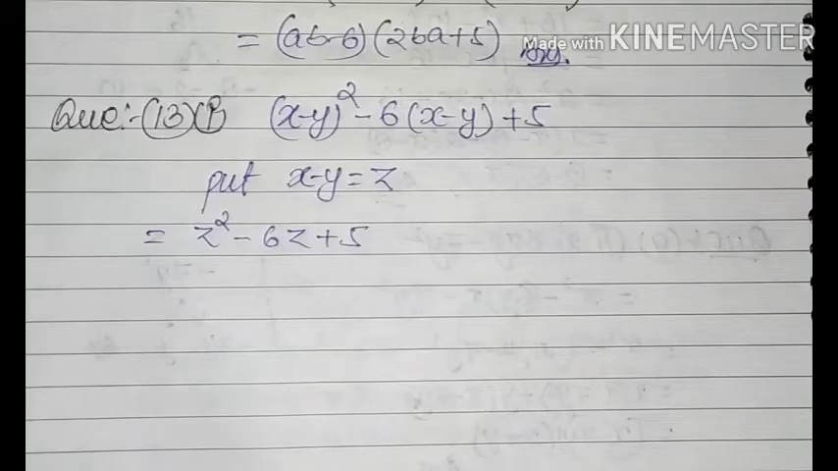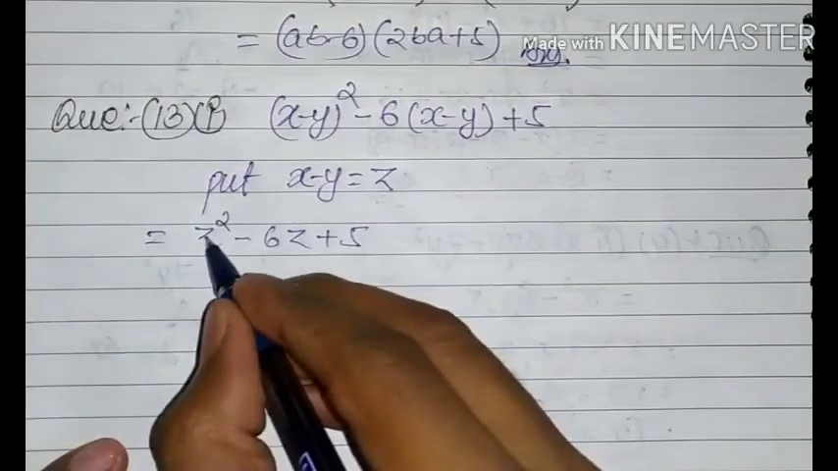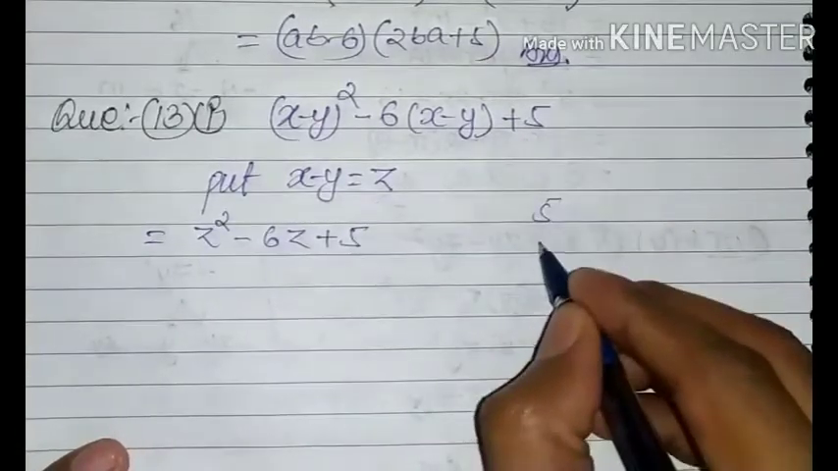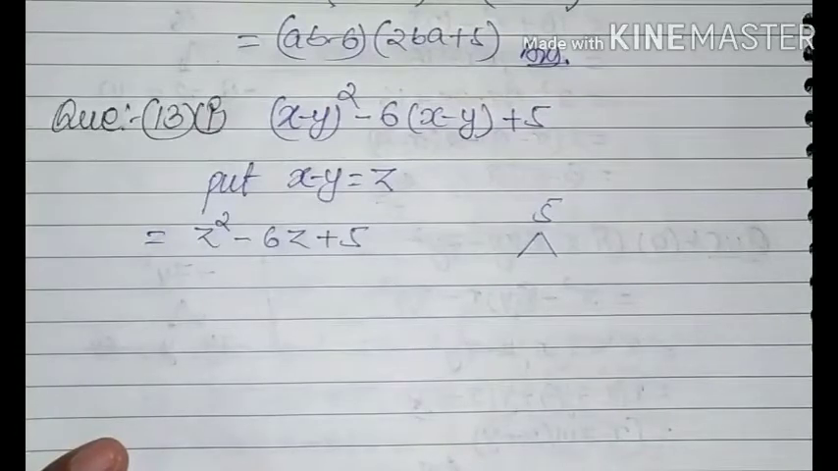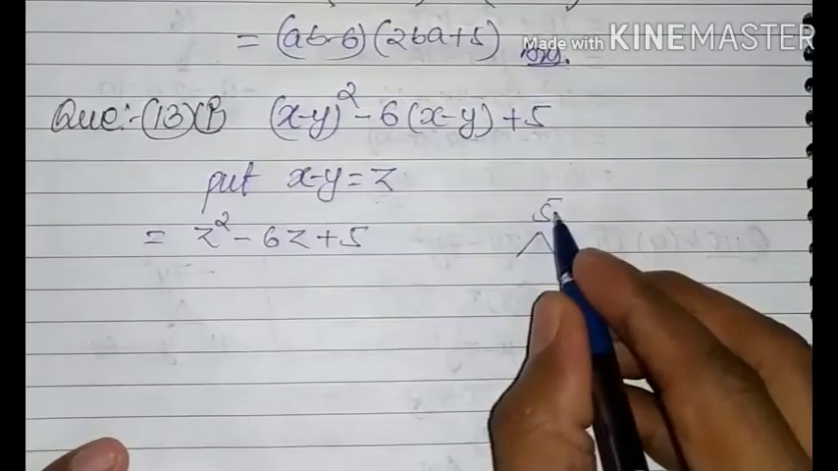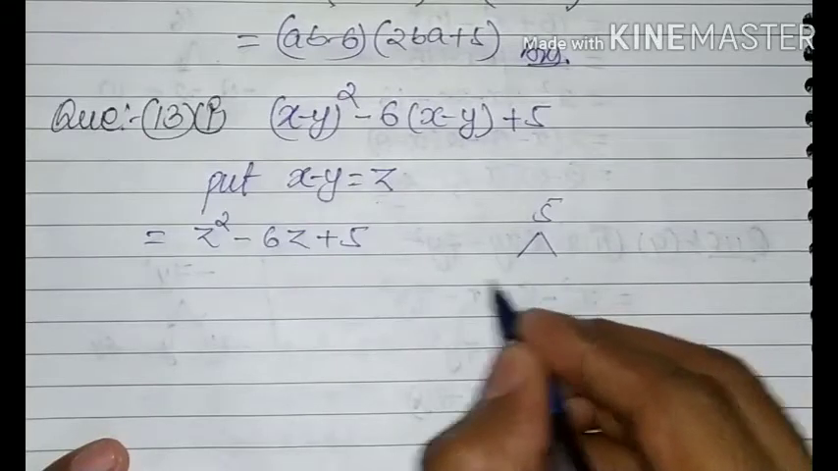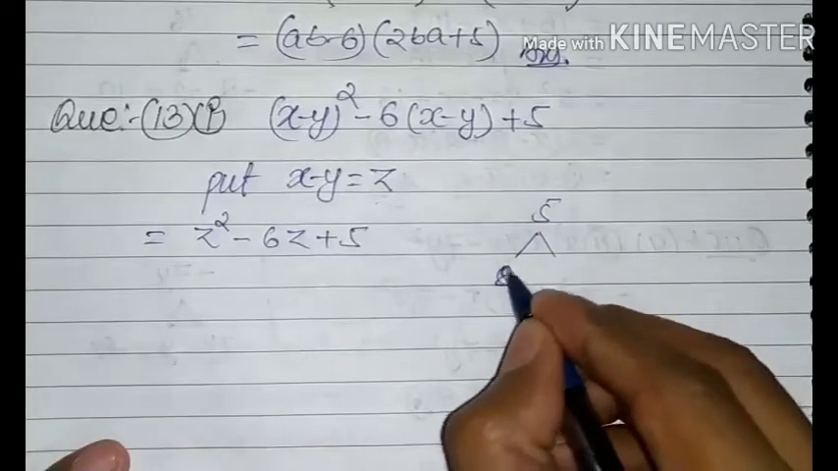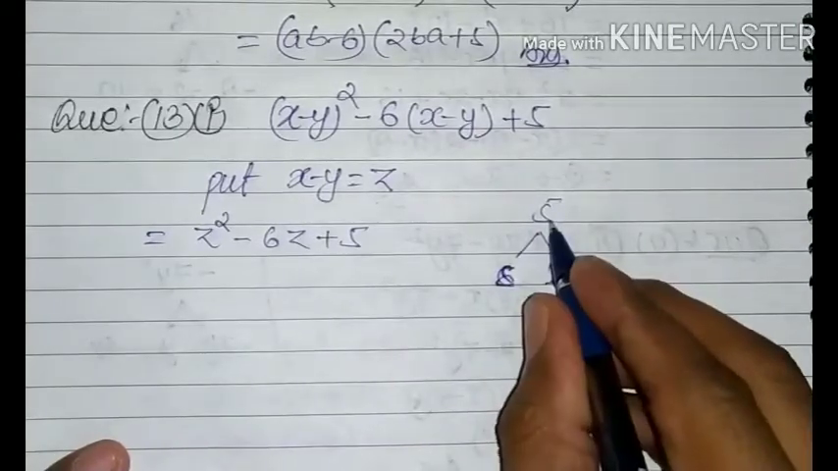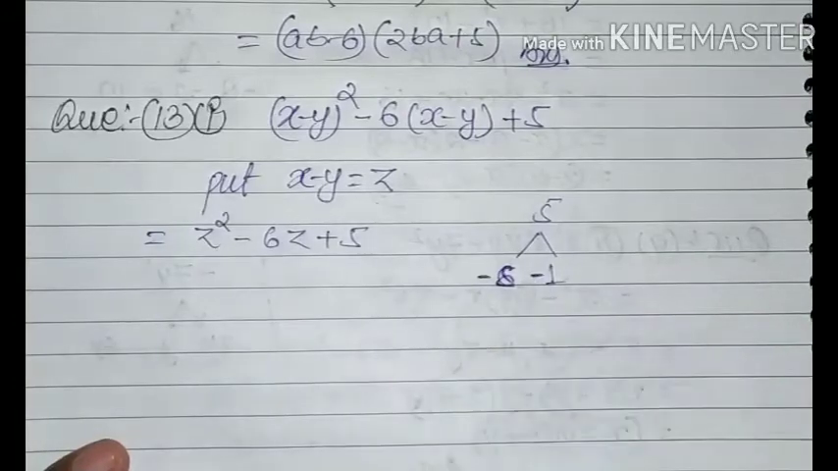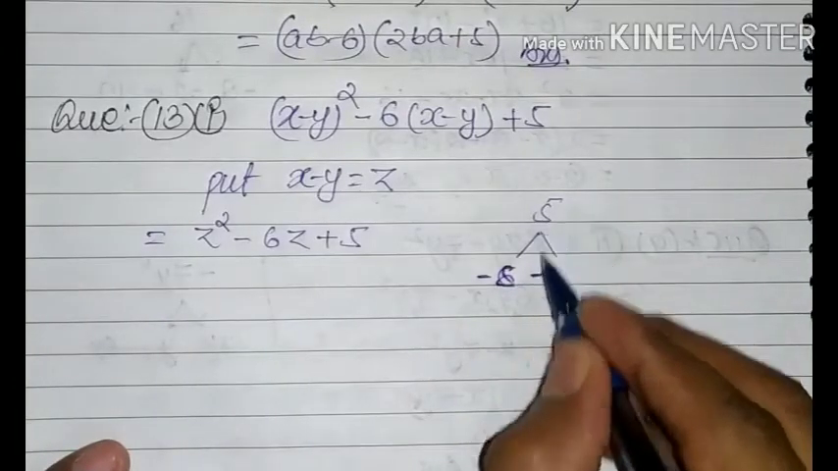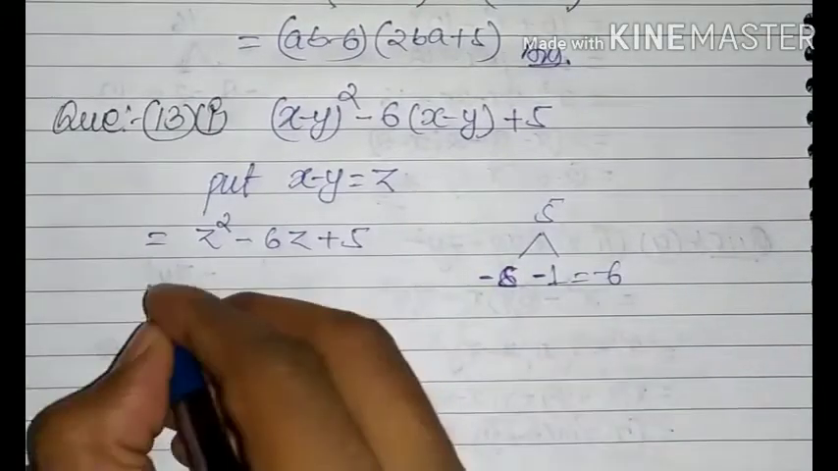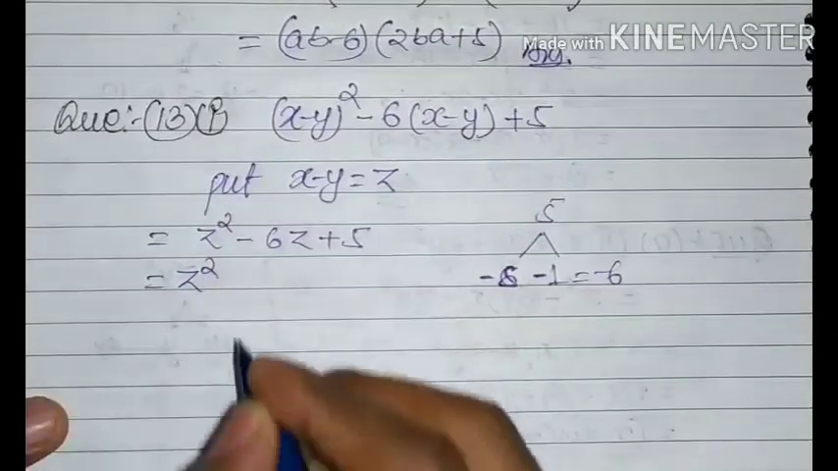Now the coefficient of z² is 1. 1 multiplied by 5 is 5. Now we have to split the middle term into real numbers such that their product is 5 and their algebraic sum is -6. The numbers will be -5 and -1. Their product will be 5 and their algebraic sum will be -6. This is how it will reduce.